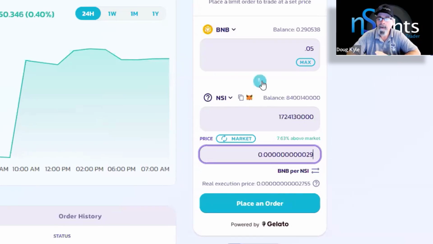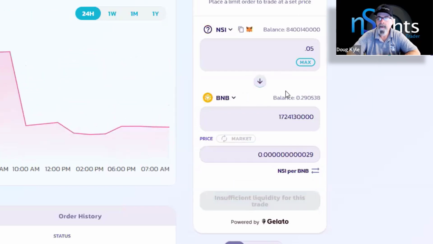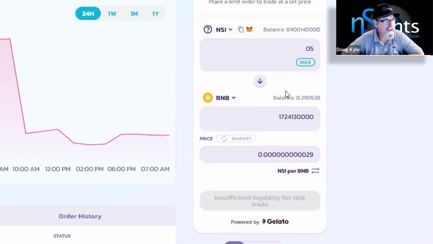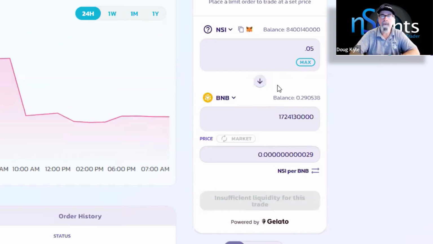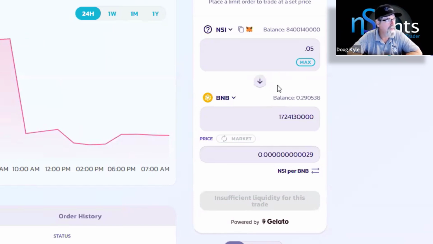Okay, I'm going to switch this. Watch what happens to NSI. NSI is going to come up here and BNB is going to come down here. What does that mean? Can anybody tell me what that just did? Let me help you out a little bit. In this situation, I'm using BNB to buy NSI. When I switch this, what did I do? That's right, Frank. I'm taking NSI and I'm selling my NSI for BNB.